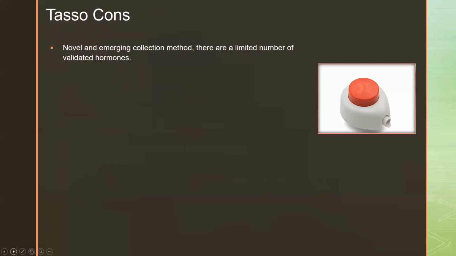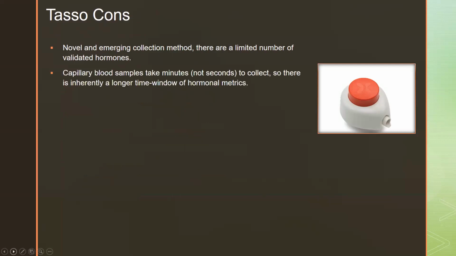So some of the cons: it's still considered novel and it's still considered an emerging collection method. And there are a limited number of validated hormones. Capillary blood samples take minutes, not seconds, to collect. So there's an inherently long time window of the hormonal metrics. Depending on the time point that you're looking at, it might not be the best choice because it's a slow collection as opposed to that quick thumbprick and getting it done and getting it dried.